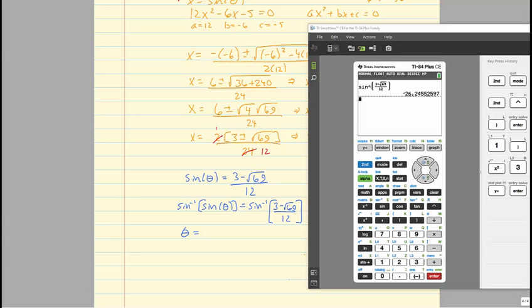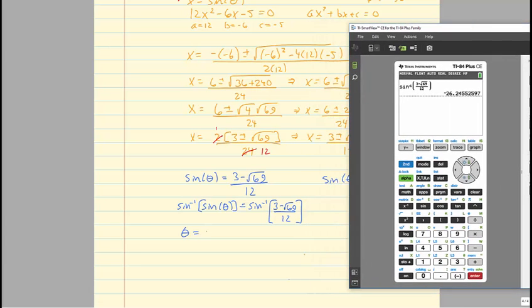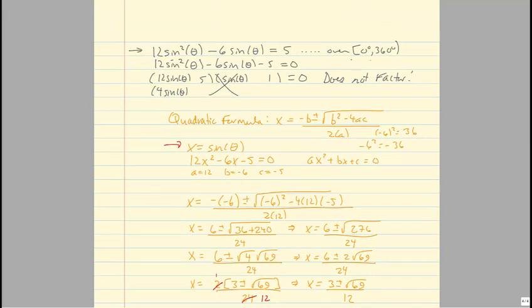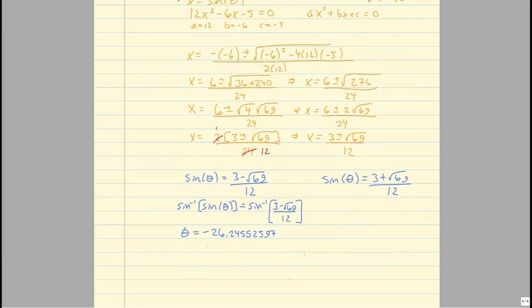Now this is in degree mode, which is what we want to be in, so let's copy this down. Theta is equal to a negative 26.2455 2597. Now this isn't my final answer. I'll show you what we need to do with this. Remember, this is an inverse trig function, so this is the angle that's between negative and positive pi over 2. So what I need to do is to figure out what are the angles that match with this that are between 0 and 360 from up here. So this is a reference angle.